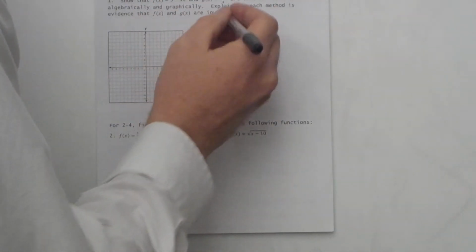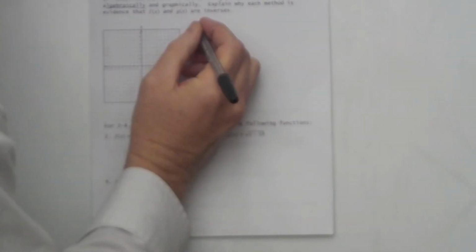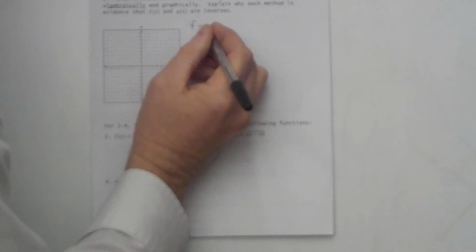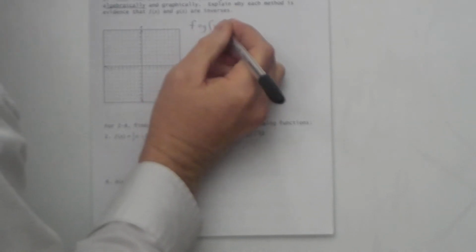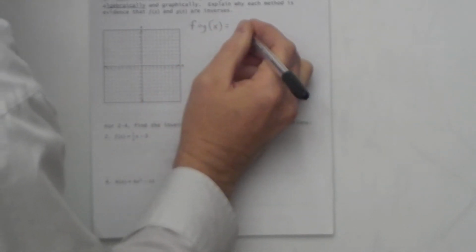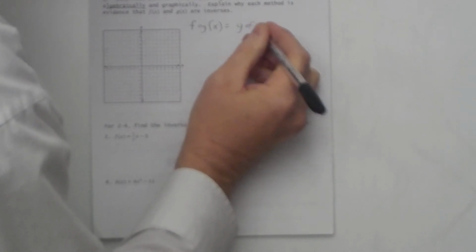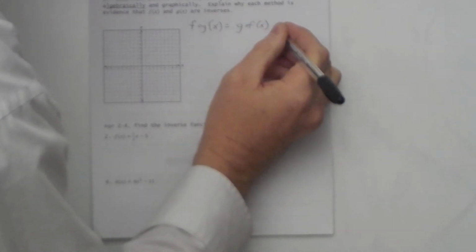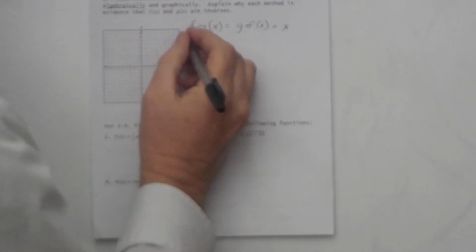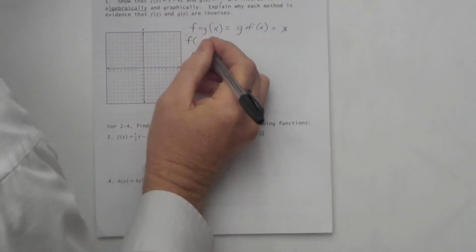Well, the first thing I want to go is algebraically. Algebraically, if f of g of x is equal to the same thing as g of f of x, and the thing that they are equal to is x, then that is proof algebraically that these are inverse functions. Alright, well let's start with the f of g of x.